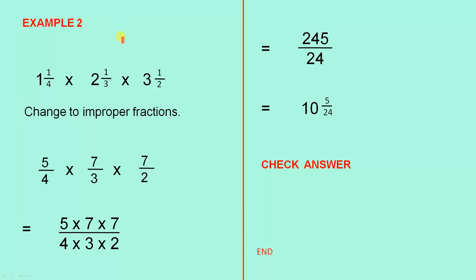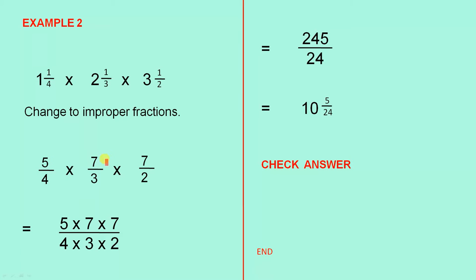Example 2, 1 1/4 times 2 1/3 times 3 1/2. So we change to improper fractions. 4 1s are 4 plus 1 is 5, so that's 5 over 4. 3 2s are 6 plus 1 is 7, 7 over 3. 2 3s are 6 plus 1 is 7, 7 over 2.